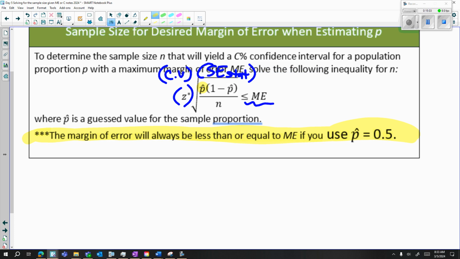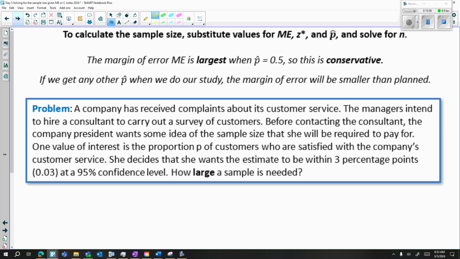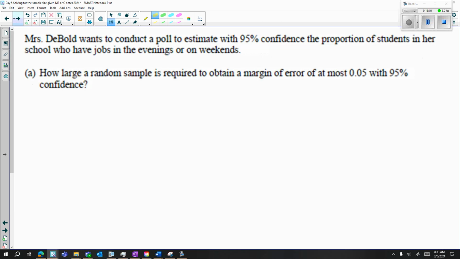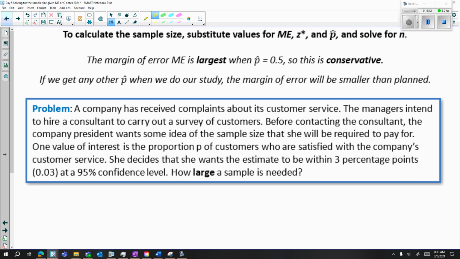So you guys are going to try the next one. Go to this one. If you get done with this one, we're going to put it up. If you get done with this one, go to this one. Okay? And you can work together. Good luck.